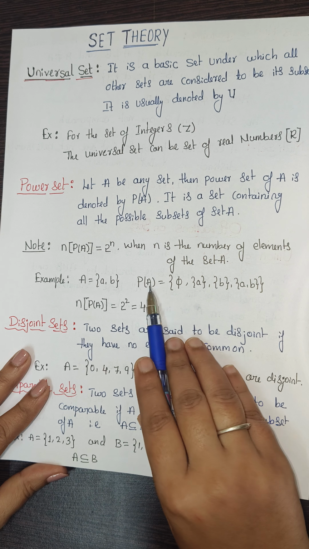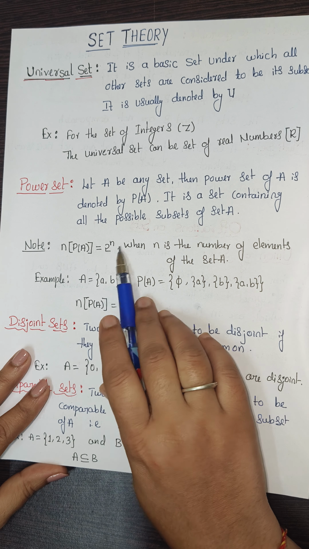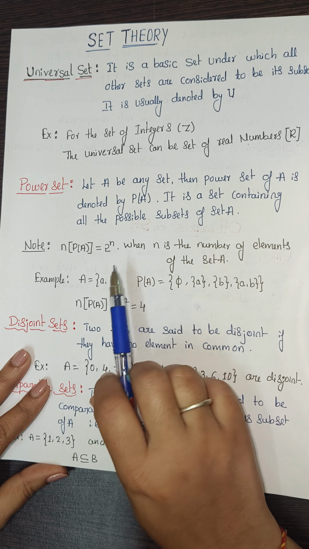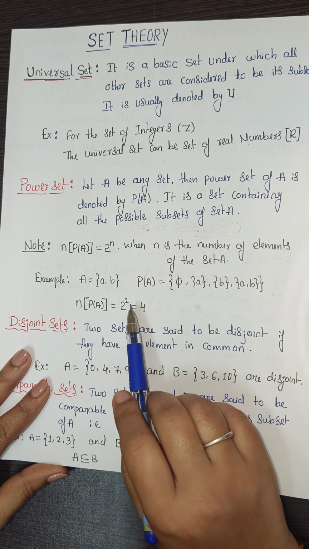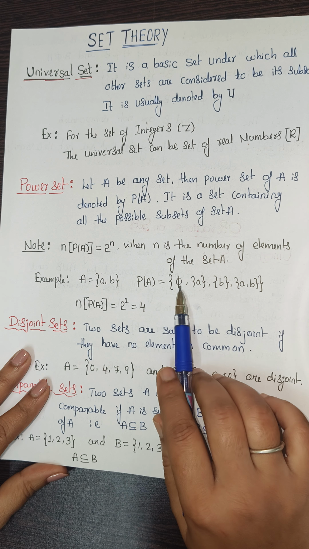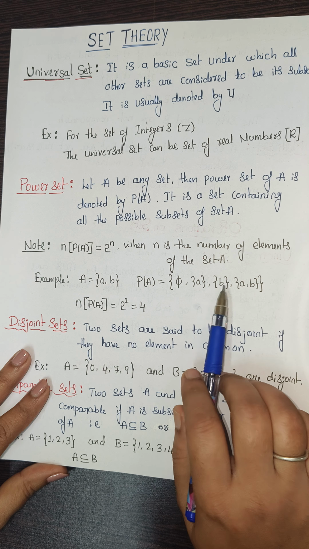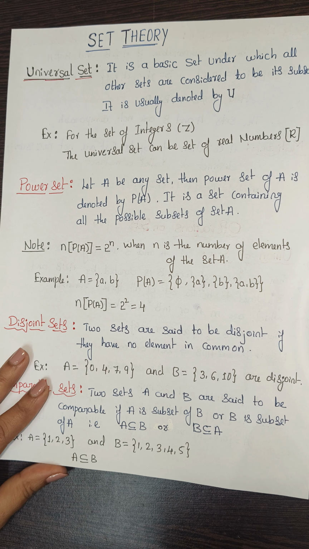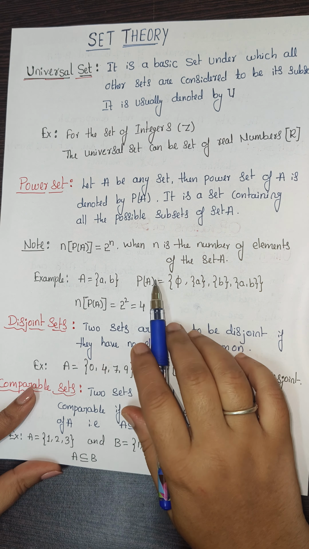Then what is the formula for the number of elements of the power set? It is 2^n, where n is the number of elements of set A. So 2^2 is 4. So the power set contains 4 elements: 1, 2, 3, 4. I hope all of you understood this one.